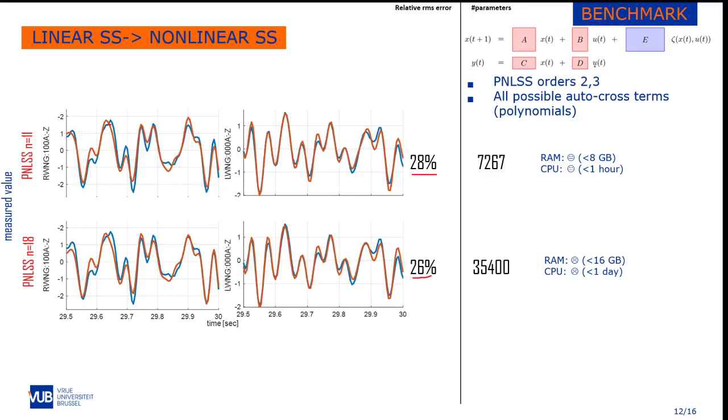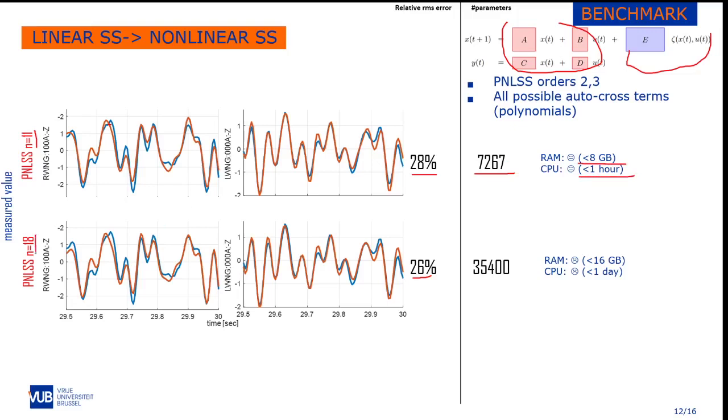So again, PNLSS, we have the state space part. This was the previous slide. And here to simplify, I use only this E matrix, these cross terms with order of 2 and 3. In the first case for the 11 states, we can see the total number of parameters is now 7,267. This means that we indeed have to use a lot of memory and a lot of computational time.